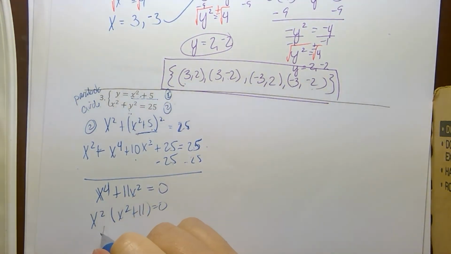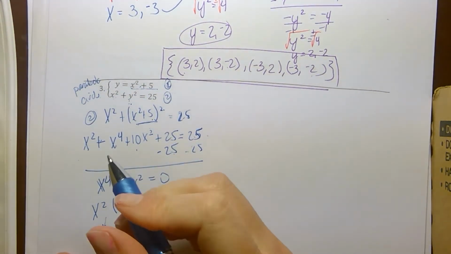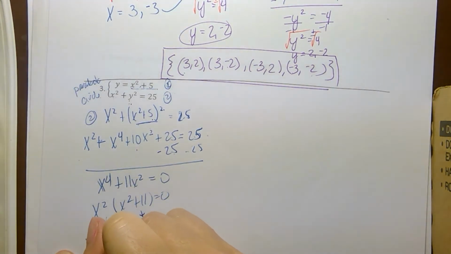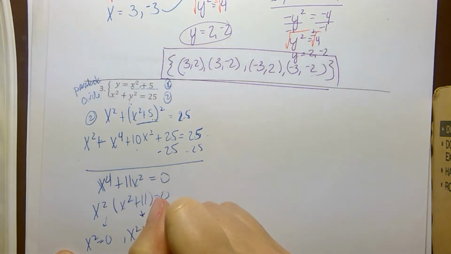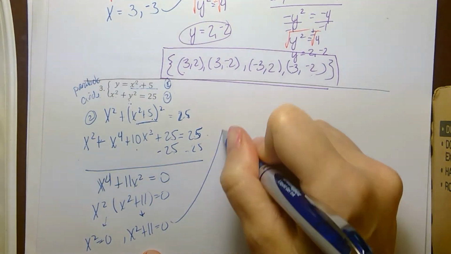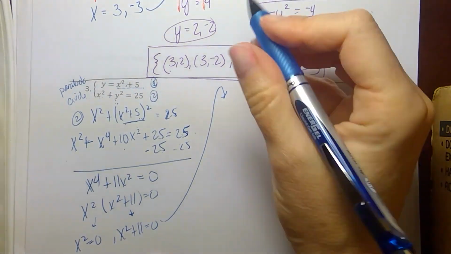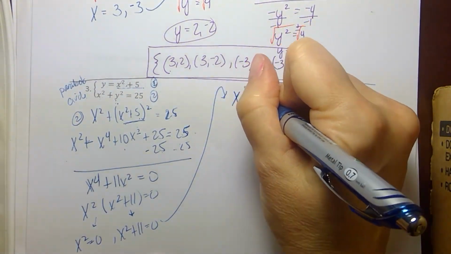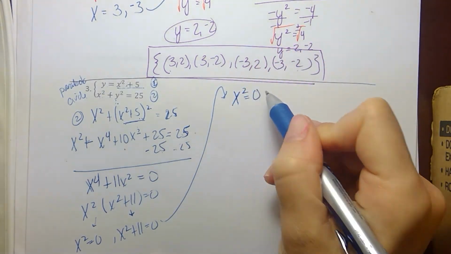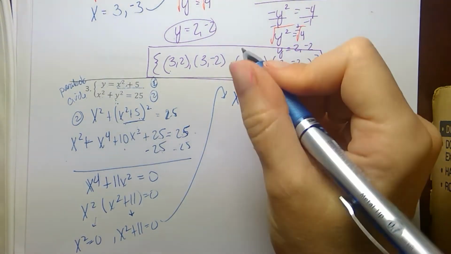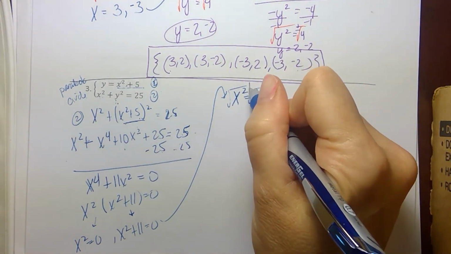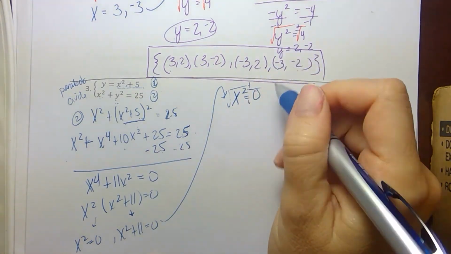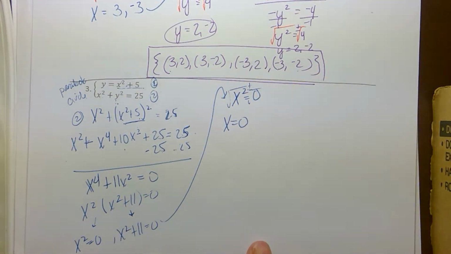And I can set each of these factors equal to 0. Well, x squared equals 0 and x squared plus 11 equals 0. I'm out of space, so I'm going to move up here. Where x squared equals 0, I solve for x by taking the square root. I mean, it's going to be plus or minus that square root, but the square root of 0 is just 0. So I get x equals 0.